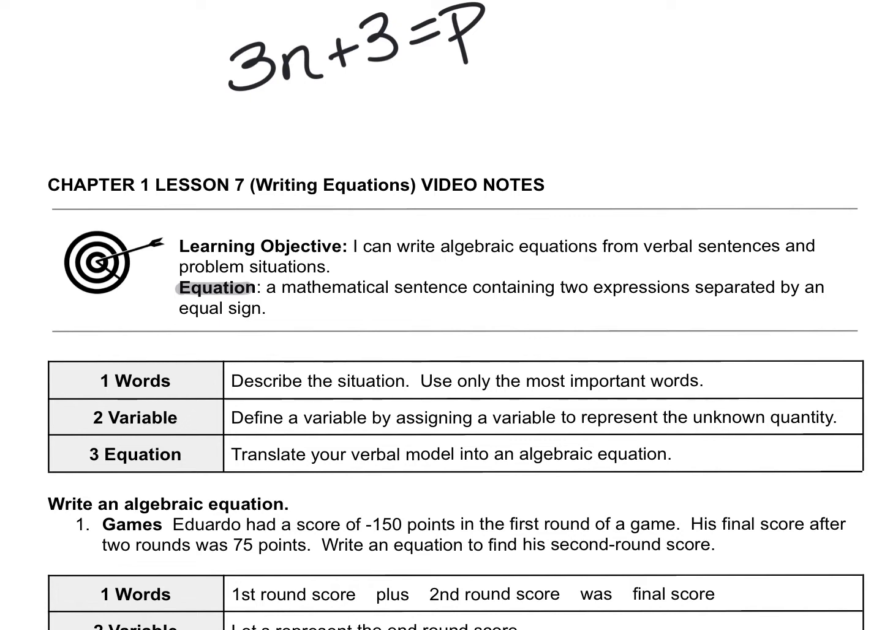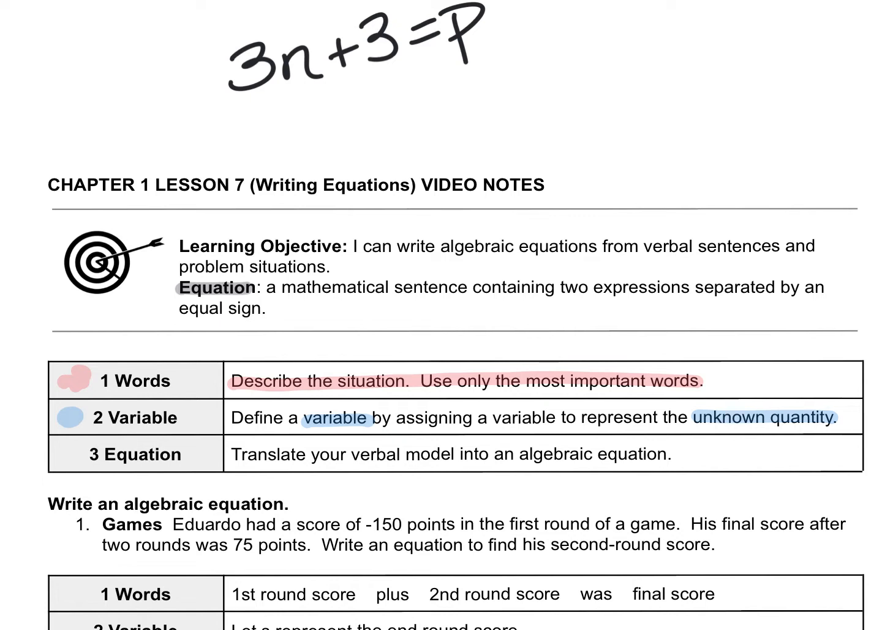When we're given a word problem or a situation, we're going to break it down into the words, and describe the situation using only the most important words. So we're simplifying things to write an equation. Then we figure out, what are we being asked to find? What do we not know? That's the unknown quantity, and we figure it out by assigning a variable to it, a letter that represents the unknown value.